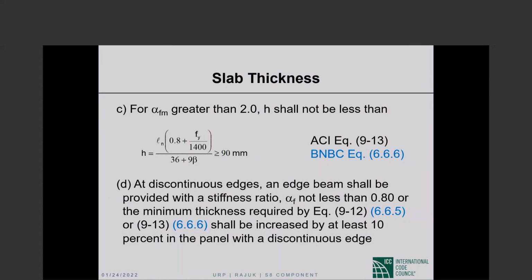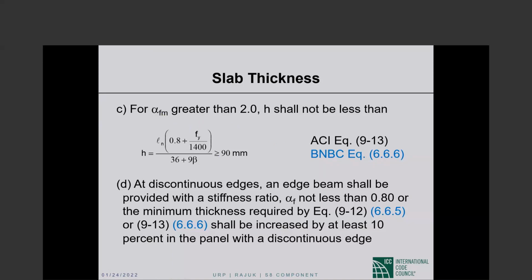Now at alpha sub m, I haven't explained yet, but the idea is if the supporting beams are not stiff at all, then it is a flat plate. If the supporting beams are very stiff, then the minimum thickness is given by this expression. If the supporting beams are kind of moderately stiff, then minimum thickness is given by the expression on the previous slide.